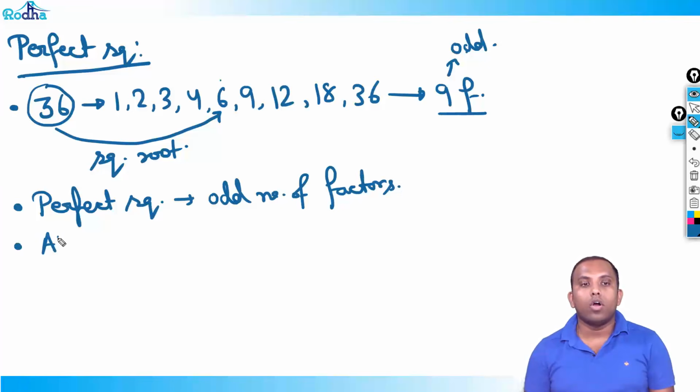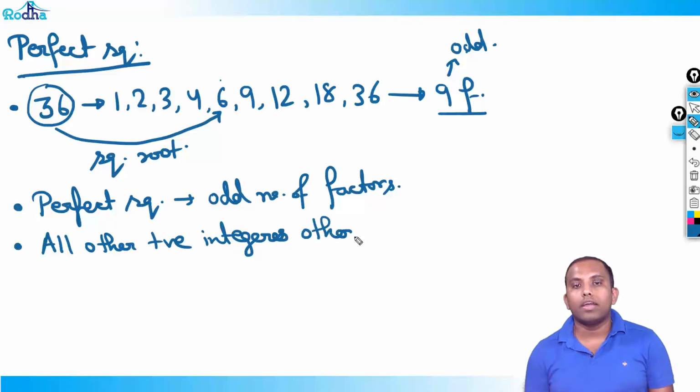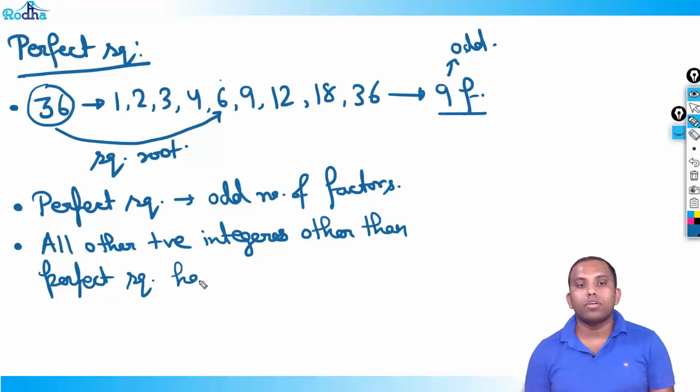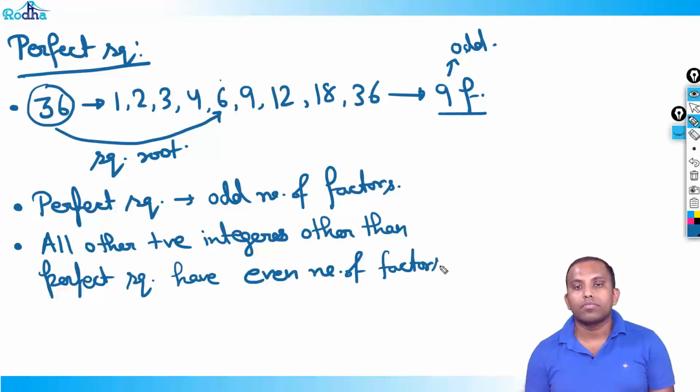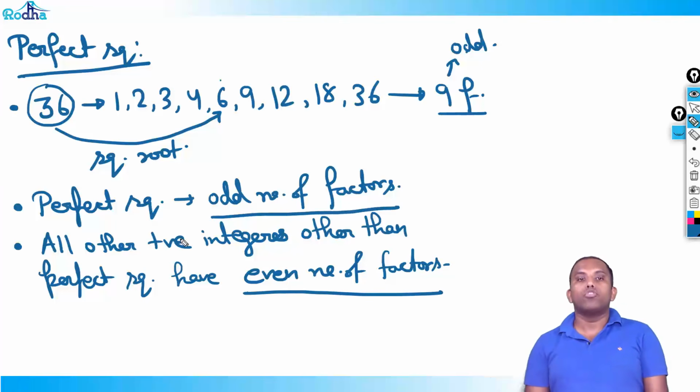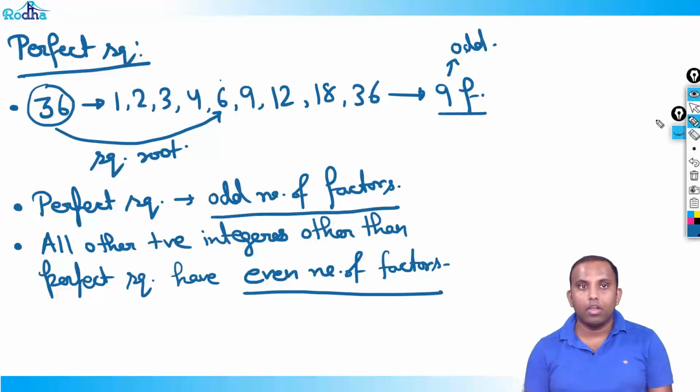All other positive integers, other than perfect squares, have an even number of factors. Here we have an odd number of factors. So this is a very important point. Here we have one factor extra.